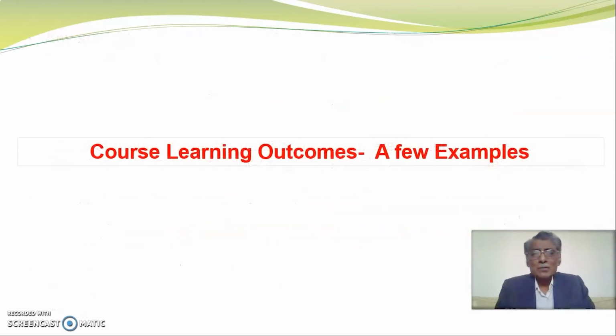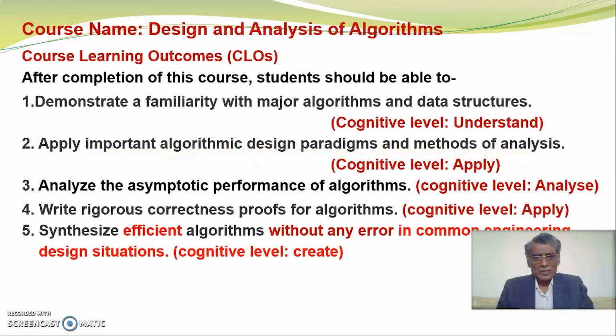Now I shall give a few examples of course learning outcomes for some courses. After understanding the whole thing, you can relate the guidelines to your courses. For example, design and analysis of algorithms. What is the common stem here? After completion of this course successfully, students should be able to, that is the common stem, demonstrate a familiarity with major algorithms and data structures. This is performance part, because condition and criterion are not necessary here.